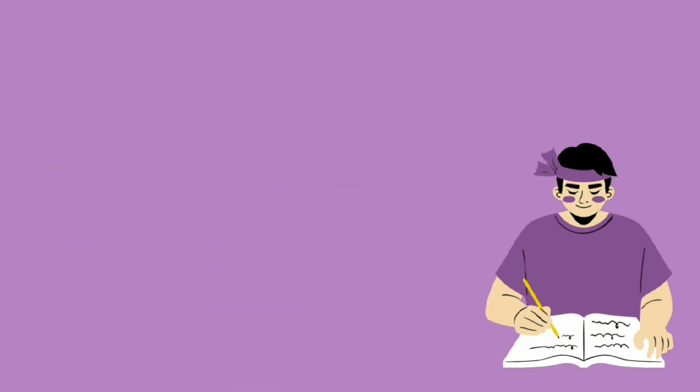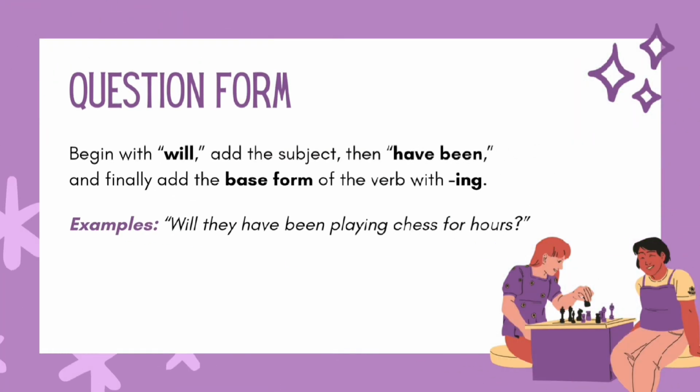Number 3, question form. Begin with will, add the subject, then have been, and finally add the base form of the verb with ing. Example, will they have been playing chess for hours?